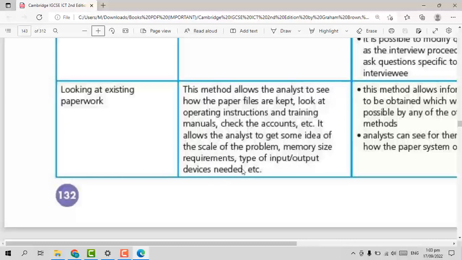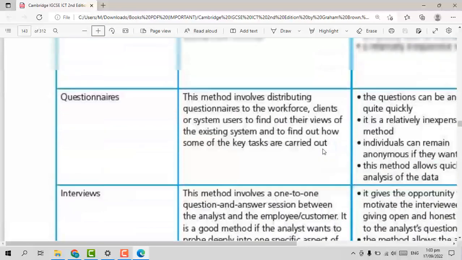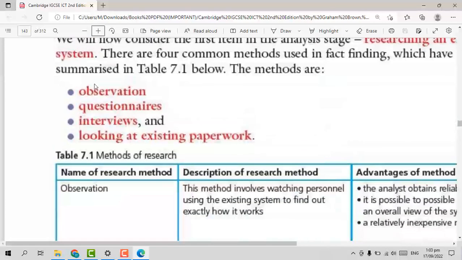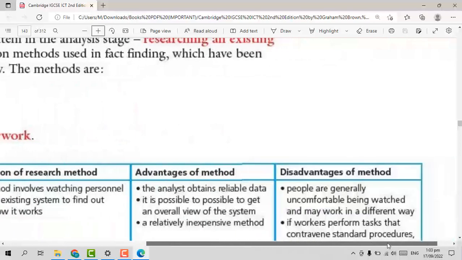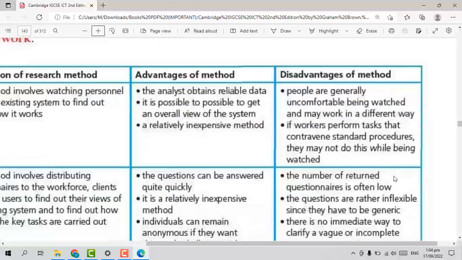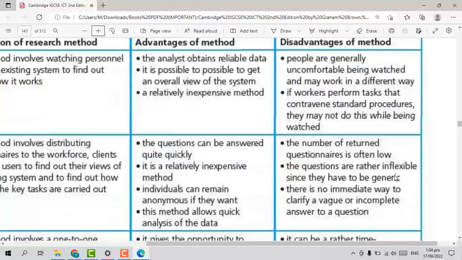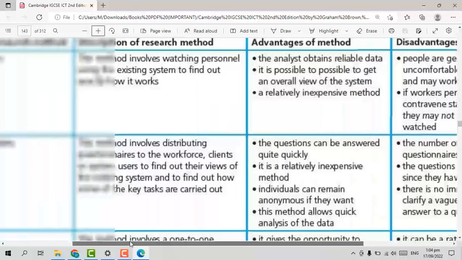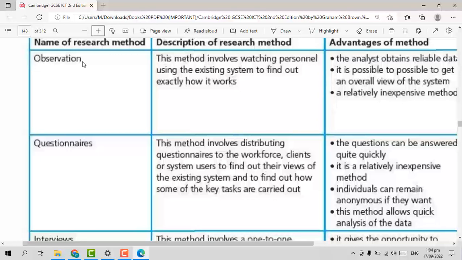Okay, so those are the four tools that a system analyst uses: observation, questionnaires, interviews, and looking at existing paperwork. In other books, it's called examining existing paperwork. All right, let's get into some of the advantages and disadvantages of each and every one. Let's start with observation. The first one is observation.